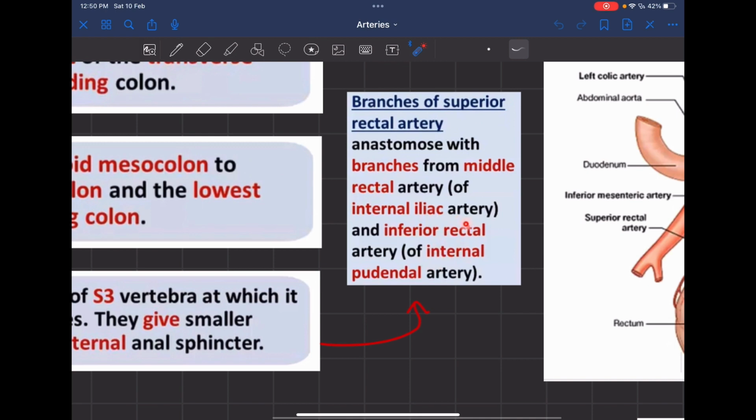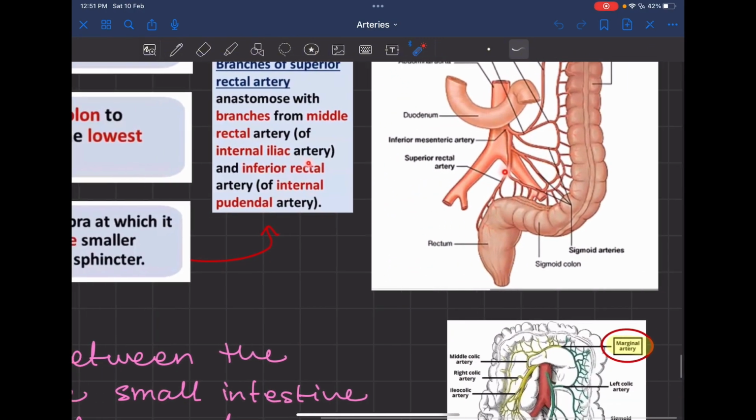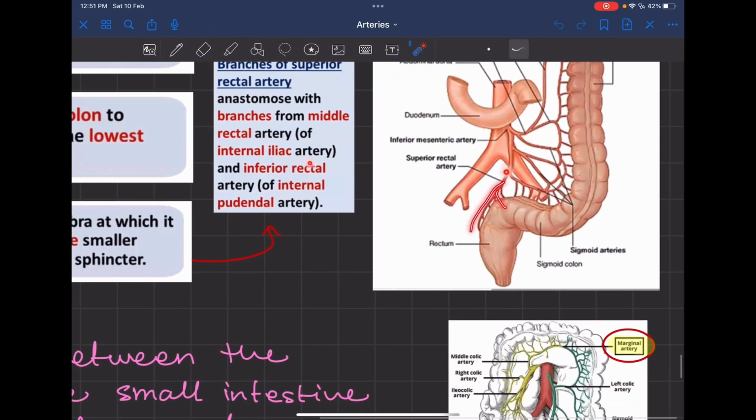And as you can see here, we can get to know more about the branches of the superior rectal artery. They basically anastomose with the branches from the middle rectal artery, and the middle rectal artery comes from the internal iliac artery. And then they also anastomose with the inferior rectal artery, which is a branch of the internal pudendal artery. As you can see here, this is the superior rectal artery. It's supplying the anal canal, and it also gives some supply to the sigmoid colon, which is very minimal.